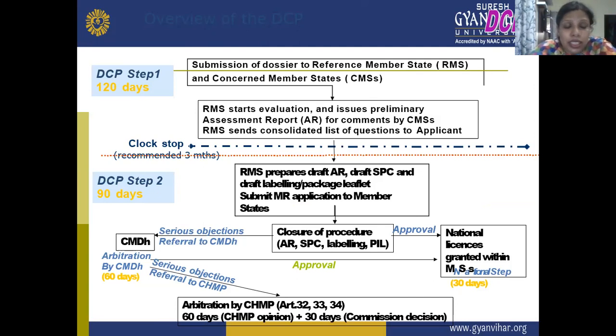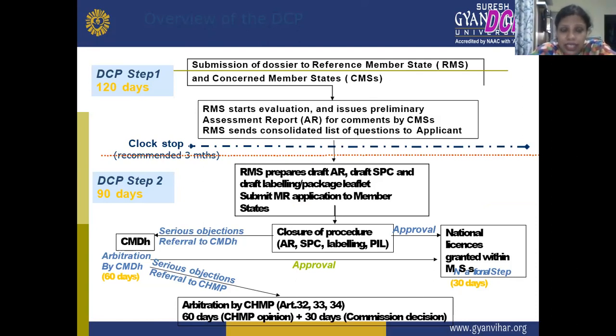So DCP step one: submission of the dossier to the reference member state and concerned member states. Then the RMS starts evaluation and issues a preliminary assessment report. It is issued for comments by the CMS, and the RMS sends a consolidated list of questions to the applicant. Then a clock stop is there, which is recommended for 3 months. In that time the evaluation is done.